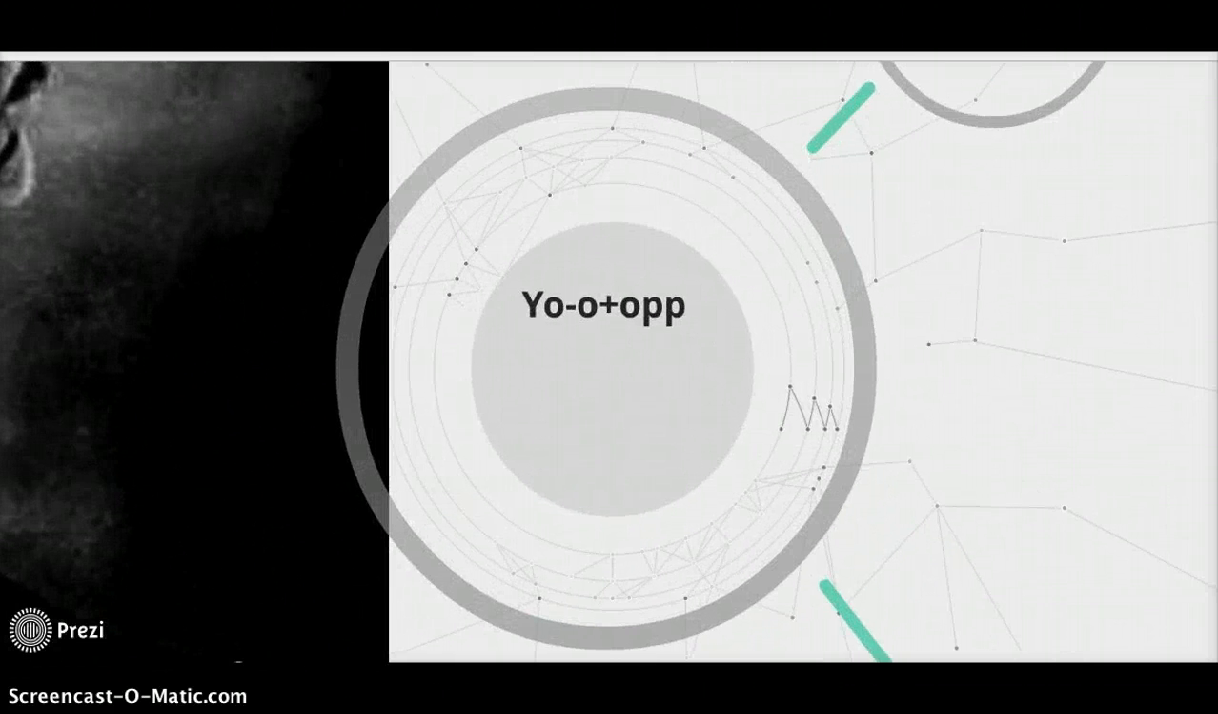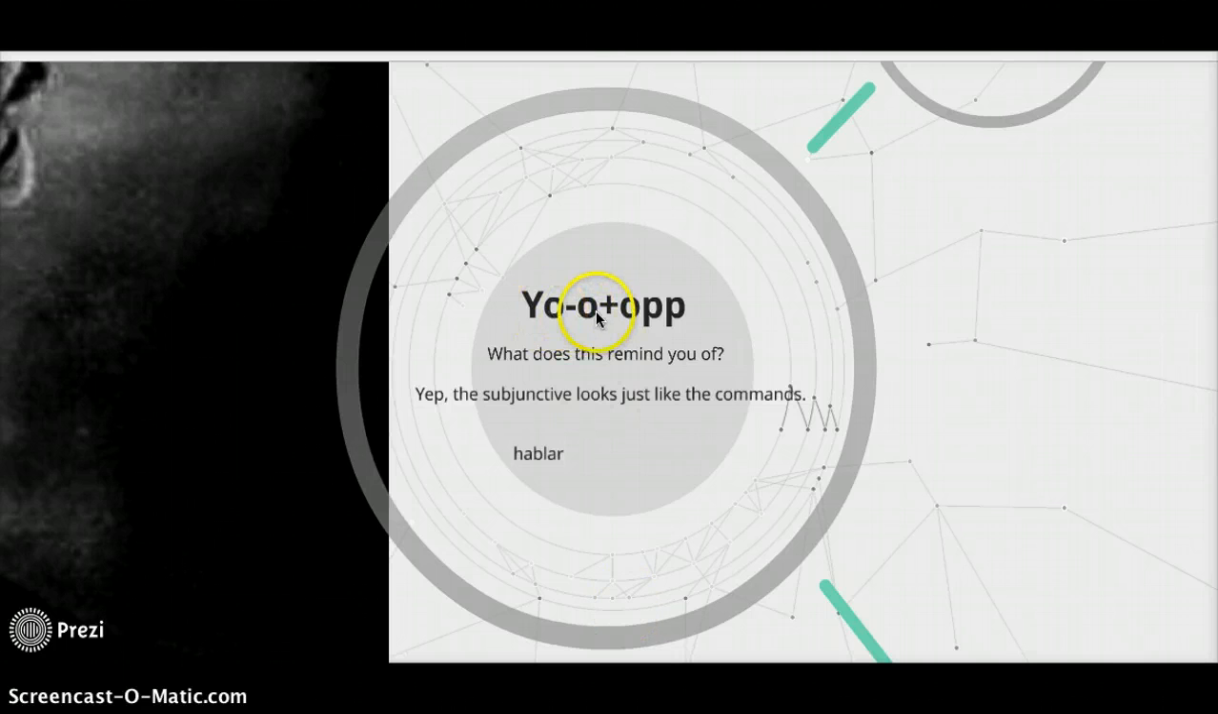The subjunctive uses yo up. Does that look familiar to you? It should look familiar because it's exactly the same formula as commands. So for an example, you have hablar. You take the yo form of hablar, hablo, minus the o, add the opposite vowel, and you get hable. And the subjunctive is used with que. So yo quiero que hable.